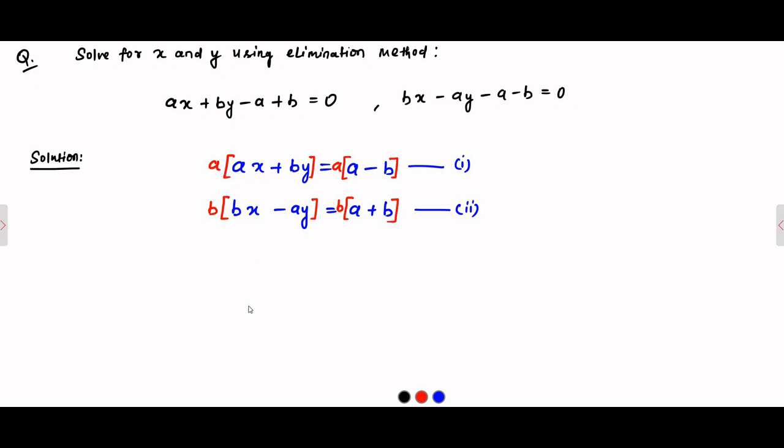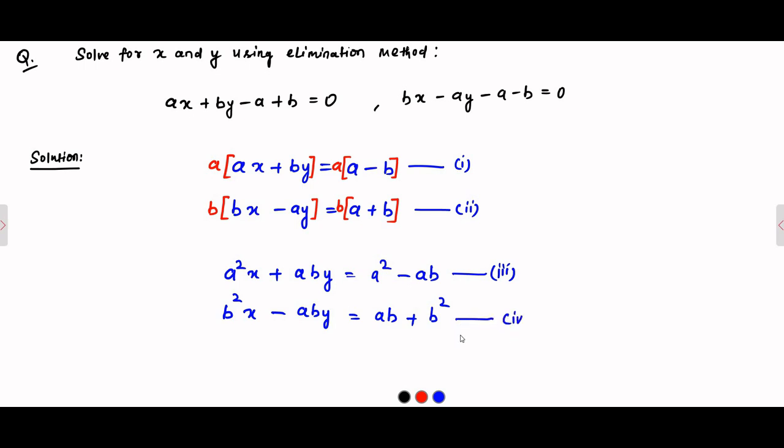Okay, so now we have a²x + aby = a² - ab. This is equation 3. And b²x - aby = ab + b². This is equation 4.